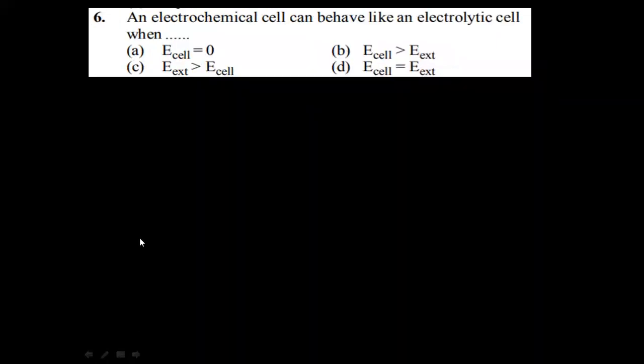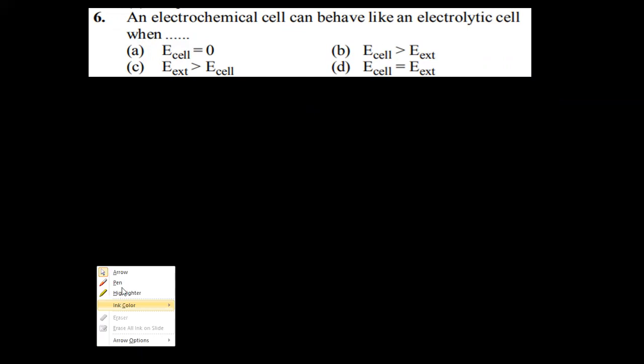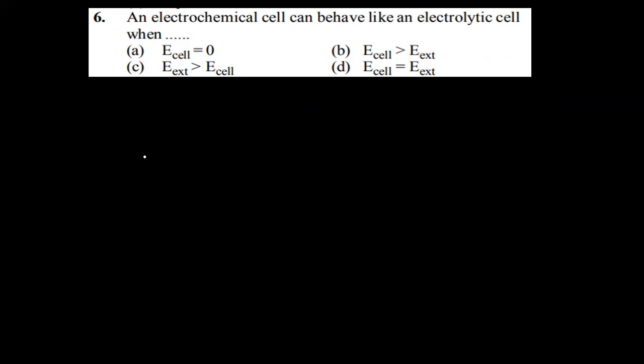Question number 6. An electrochemical cell can behave like an electrolytic cell when? So you know that if an external opposite potential is applied on the galvanic cell and increased slowly, it is observed that the reaction continues to take place till the opposing voltage reaches the value 1.1 volt, because we know that the EMF of a galvanic or voltaic cell is equal to 1.1 volt.